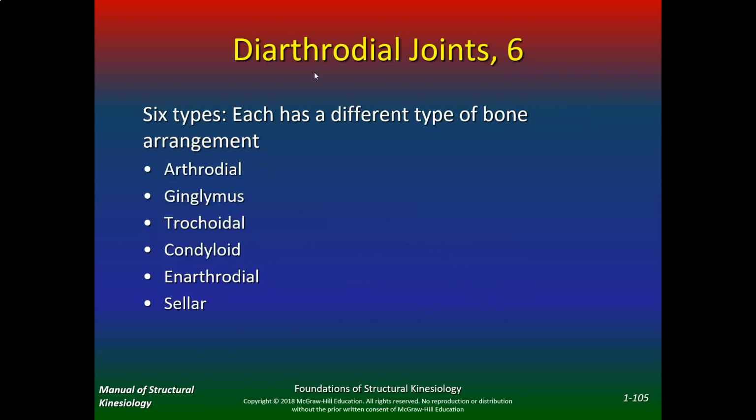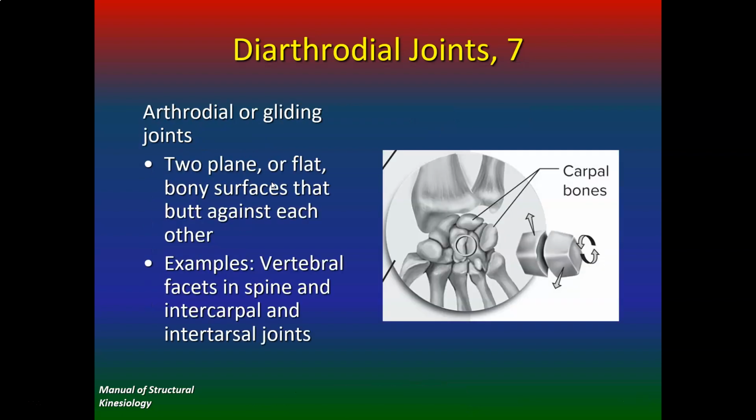6 types of diarthrodial joints. So now we're even taking diarthrodial joints and we're breaking those down. So we spent a lot of time on diarthrodial joints because these are the ones that you're going to see in the clinic. Okay, so arthrodial or gliding joints, they're 2 plane or flat bony surfaces that butt up against each other. So what are some examples of an arthrodial joint? That's your vertebral facets in the spine and the intercarpal and intertarsal joints. So knowing what type of joint and the examples is the way you would study for the quiz.